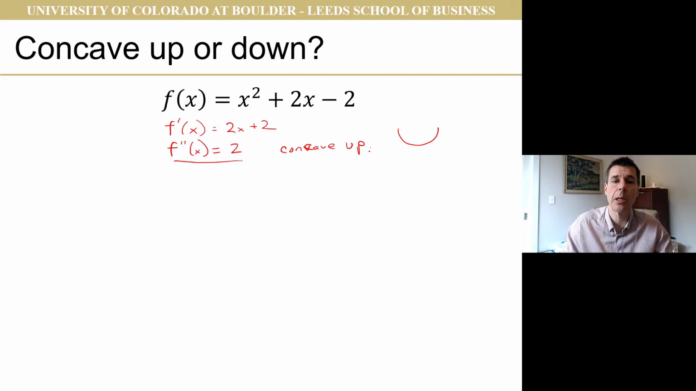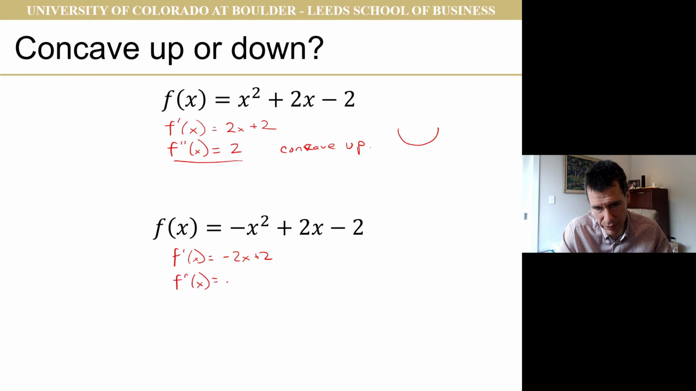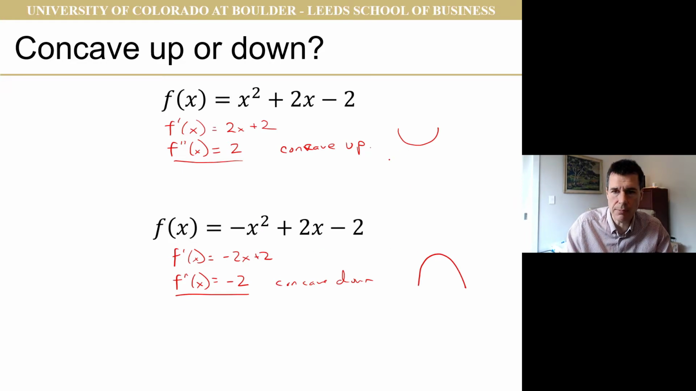f of x equals negative x squared plus 2x minus 2. Again, we can do the same thing. f prime of x equals negative 2x plus 2. f double prime of x, the second derivative, is negative 2. This function is concave down. Must look something like this. And of course, this is a parabola opening downwards, so it does look like this. So we can see, using this second derivative, whether a function is concave up or concave down.